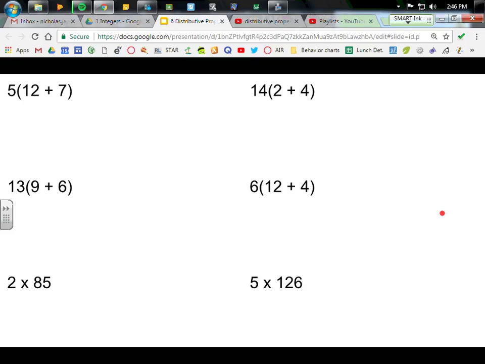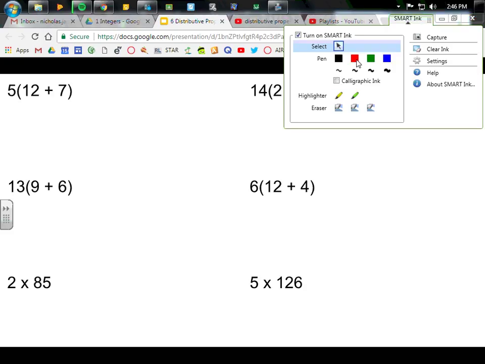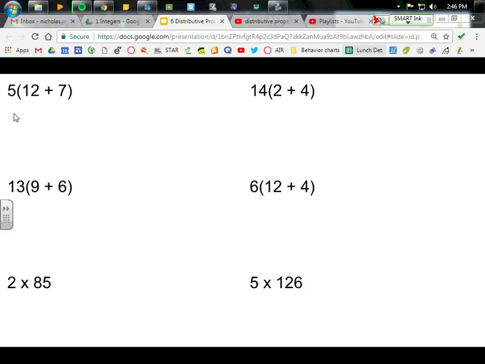All right, here we have a few problems we're going to practice, and we're not just going to solve for a final answer. We're going to practice using the distributive property and see what it looks like when you rewrite them. So 5 times 12 plus 7, we can rewrite as 5 times 12 plus 5 times 7. Right over here, 14 times 2 plus 4 is the same as 14 times 2 plus 14 times 4.